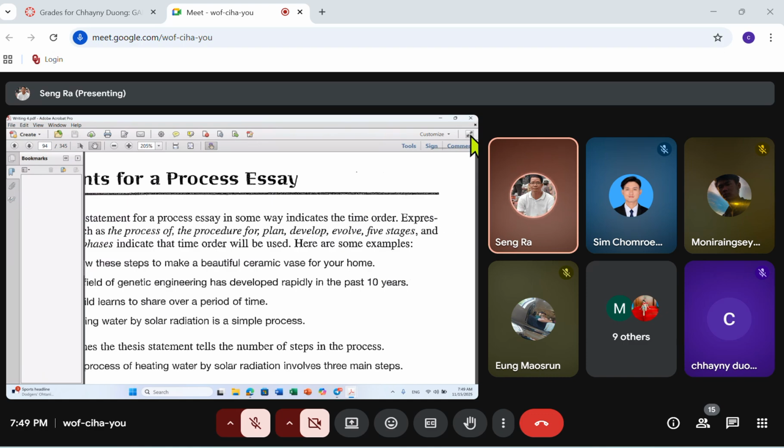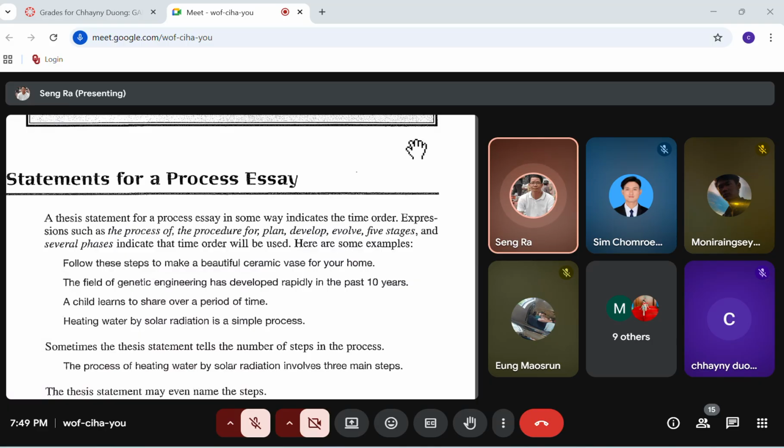You can think of your topic, whether you want to write a process essay, how to operate something, how to make a particular dish, how to cook a particular soup. It's your choice, up to you. As I call your name, almost at the end of the class, I will check your topic. You tell me your topic, okay?